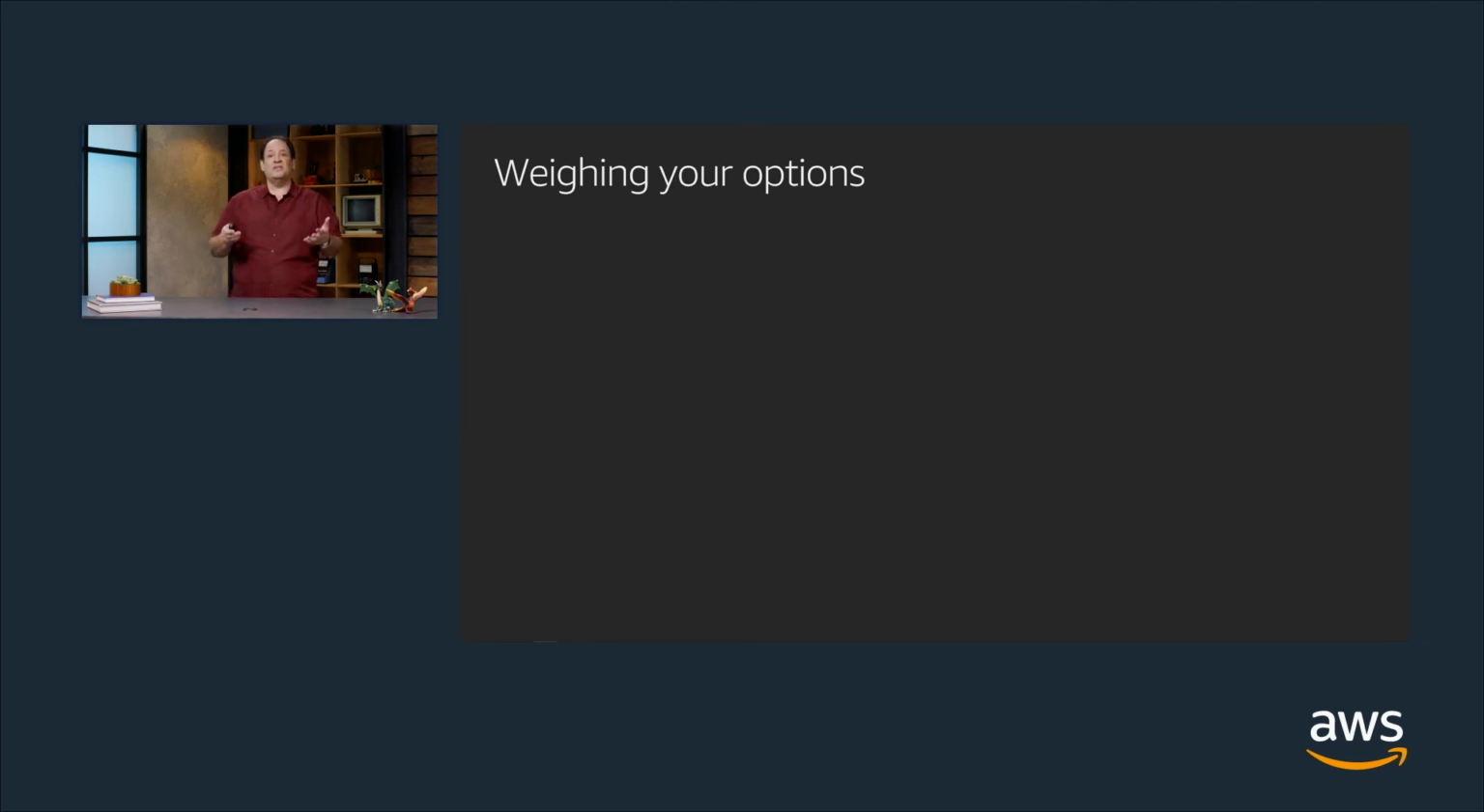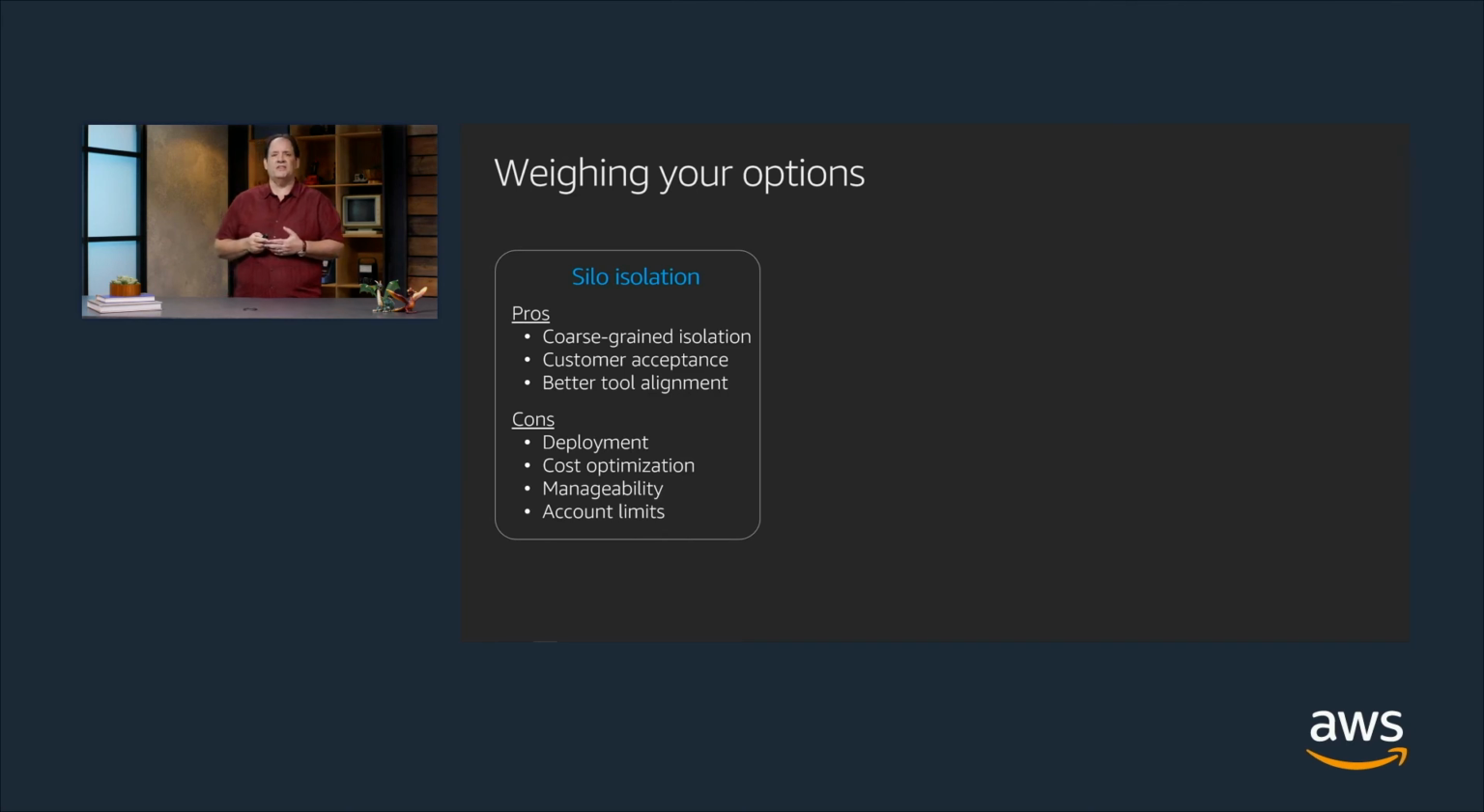Okay, so we've looked at a handful of options. We certainly didn't cover the entire landscape, but if you were to step back from this and say, what are some of the trade-offs? What are some of the strengths and weaknesses of these approaches?